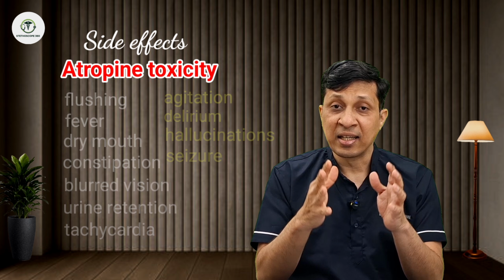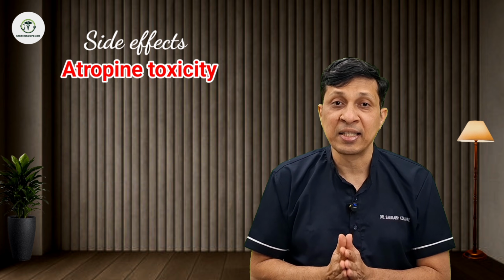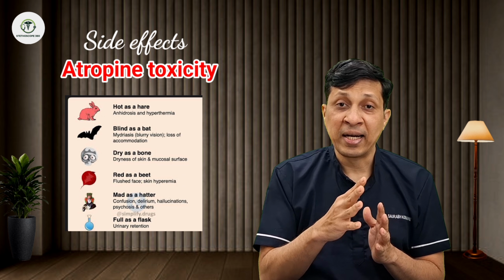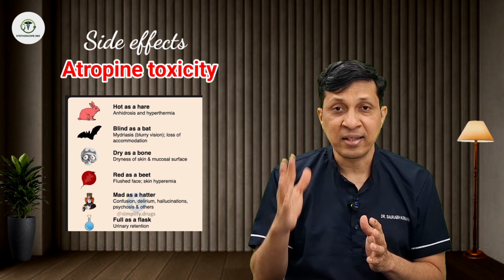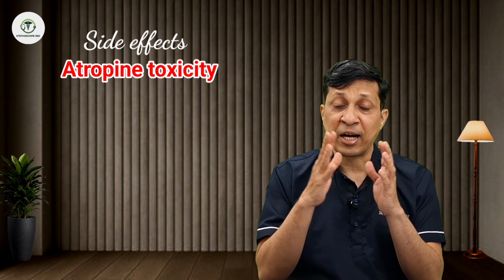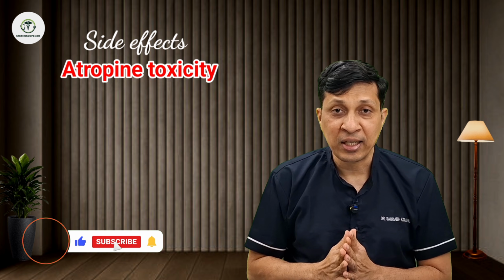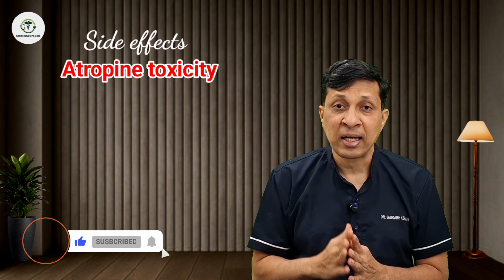There is a classical mnemonic for this condition, that is hot as a hare, dry as a bone, blind as a bat, and mad as a hatter. So, if you see this atropine toxicity, you can either stop atropine completely, or if it is not possible, then you have to decrease the dose.